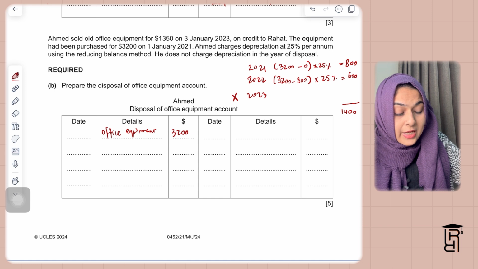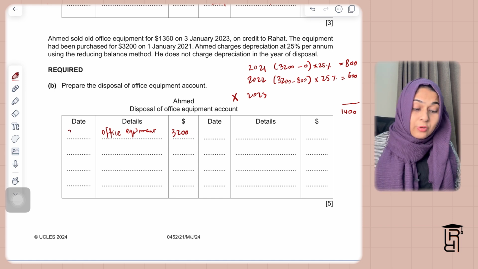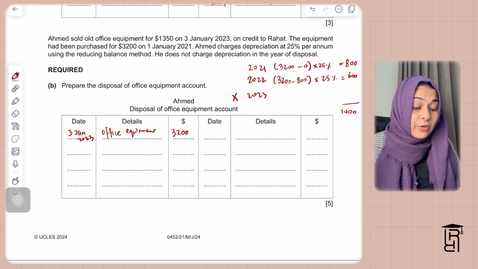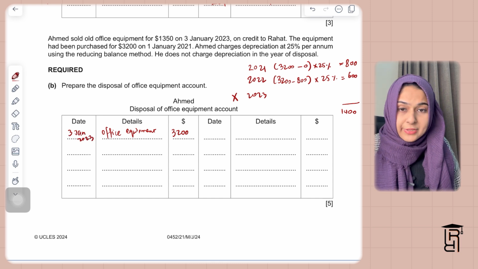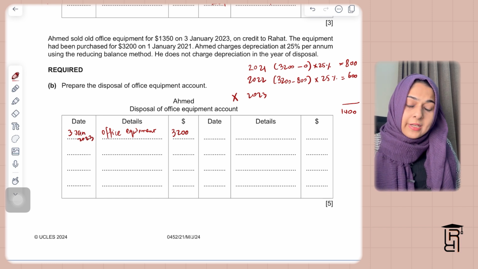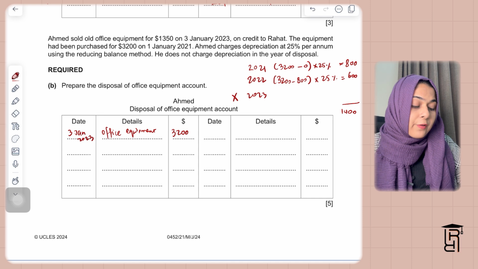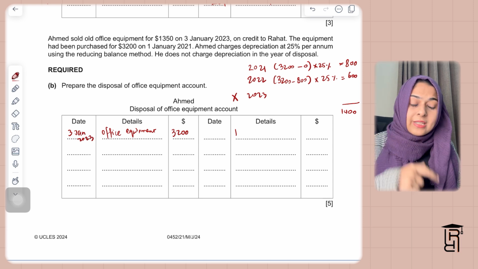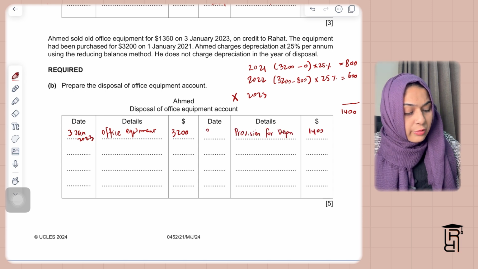This is going to be 3rd January 2023, because that is the date of disposal. Then basically you need to write the accumulated depreciation on the credit side of this account, because provision for depreciation will be debited. In the provision for depreciation account, I will write disposal on the debit side. In this account, that is the disposal of office equipment account, I'll write provision for depreciation on the credit side. So I'll write here provision for depreciation, and I will write here 1400, which is my total depreciation on this particular office equipment. This is also going to be 3rd January 2023.